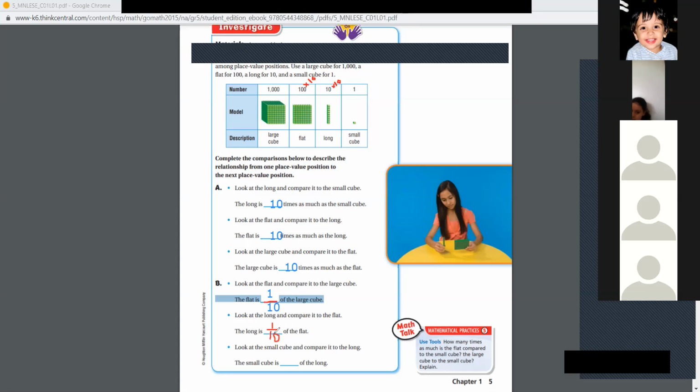Why is it 1 over 10? Look at the flat and compare it to the large cube. You are looking at the flat and comparing it to the large cube. So when you come back this way, you need to see what is happening. One 0 is less, so that's why it's divided. When you go from here to here, a 0 is added. When 0 is added, it is 10 times. When 0 is removed, it is 1 over 10.